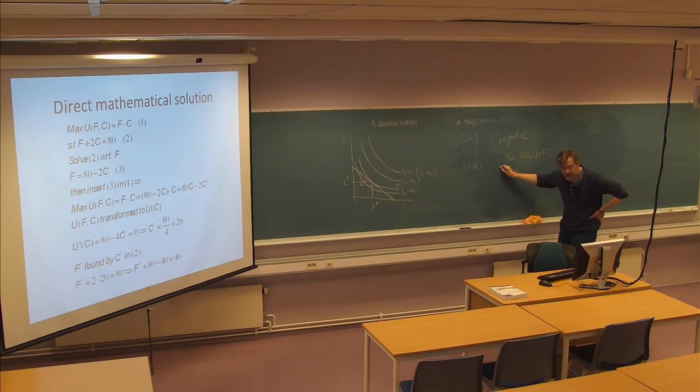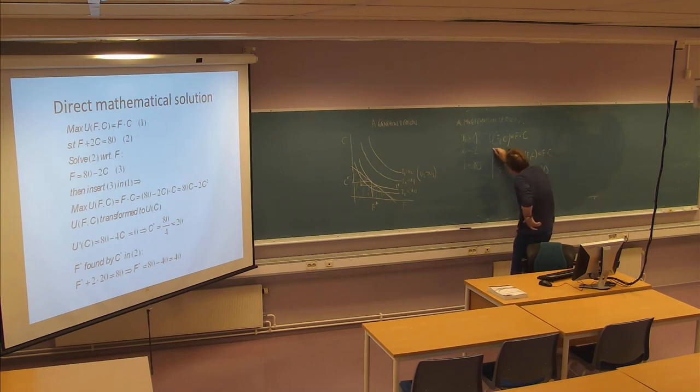But it must be subject to. That's the meaning of ST. ST means subject to, because I know that the consumer must be on this budget line. So we tend to formulate these optimization problems by using the term subject to, which is abbreviated ST. And in this case it should be F plus 2C equals 80. So this is a full mathematical formulation of the problem we solved here.